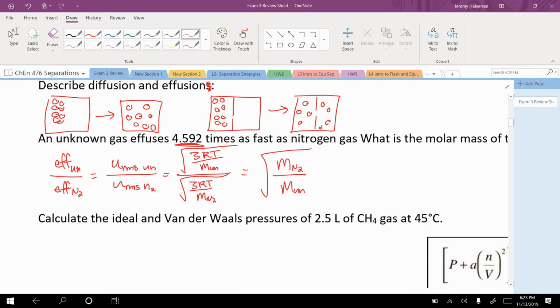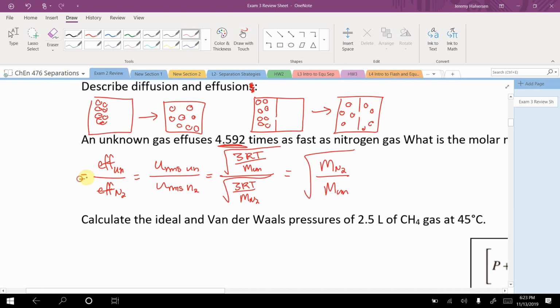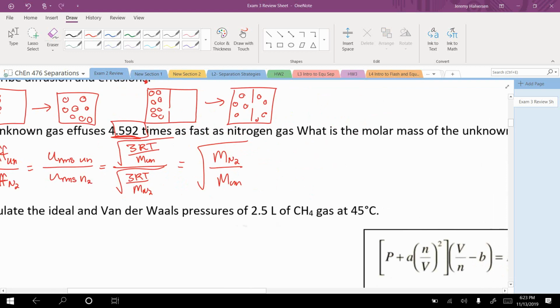Say what you were saying, Isaac. That ratio is equal to 4.592. Exactly. We know that the unknown gas effuses 4.592 times faster than nitrogen. So we don't know how fast either of them move, but we know that if nitrogen was moving at 1 fast unit, then the unknown gas would be moving at 4.592 fast units. Does that make sense? So this ratio is equal to 4.592. Okay? Yeah, go ahead, Joanna.